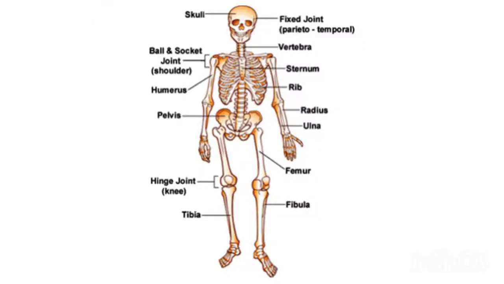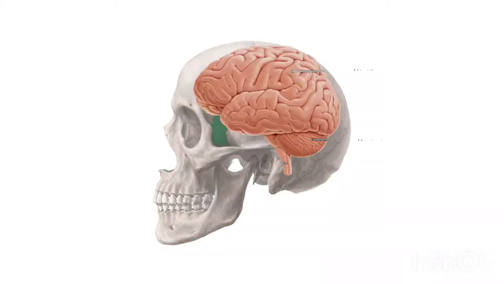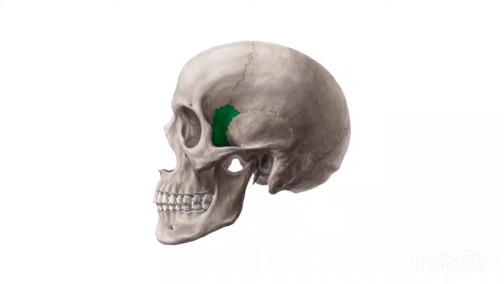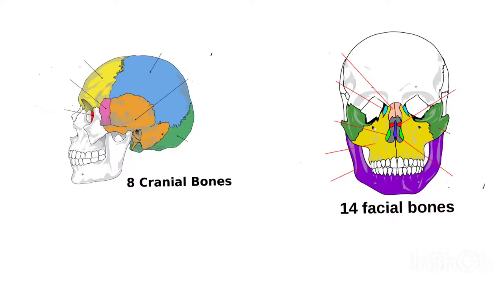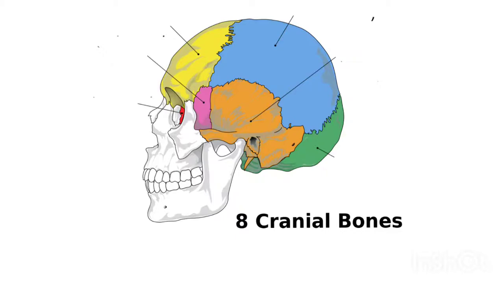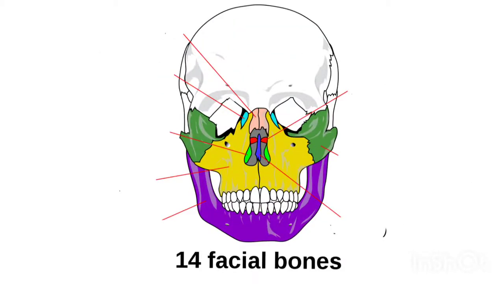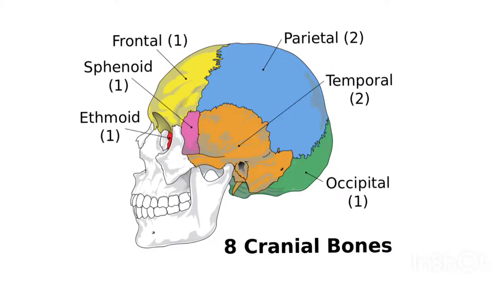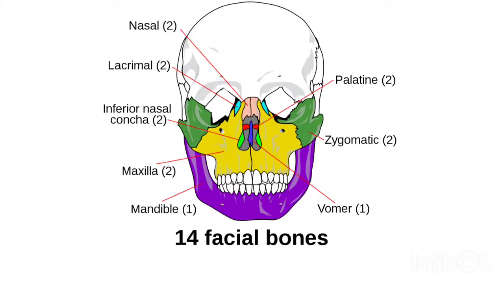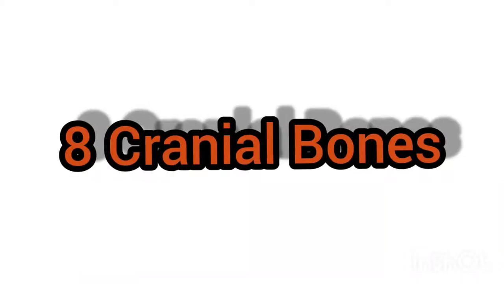Friends, now we will learn about the parts of the skeletal system in detail. First, the skull. The skull protects the brain. The skull of an adult human being generally consists of 22 bones. These 22 bones are categorized into two types. They are cranial bones and facial bones. Friends, do you know how many cranial bones there are? 8. Do you know how many facial bones there are? 14. First, we will learn the 8 cranial bones.